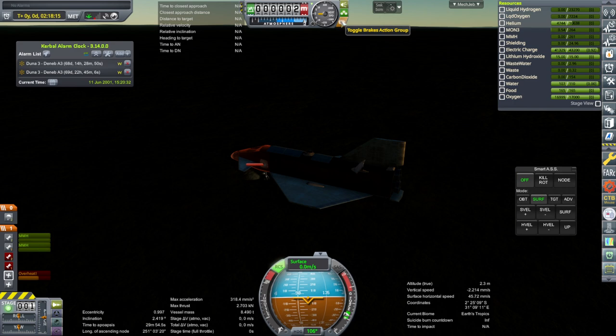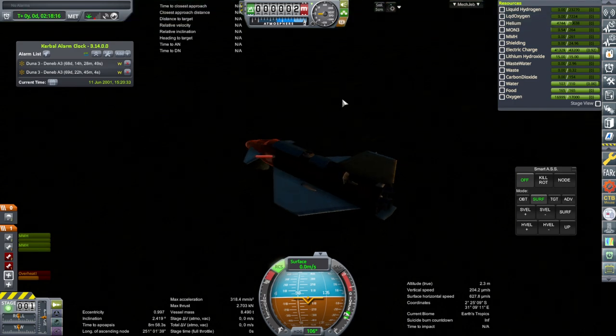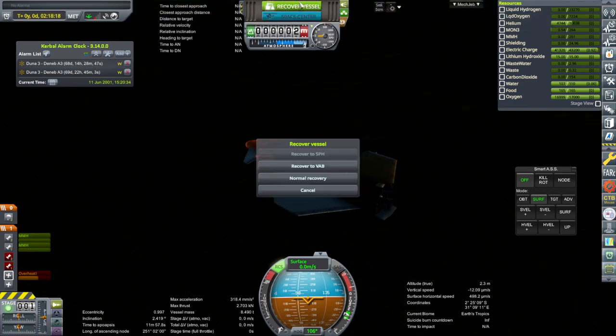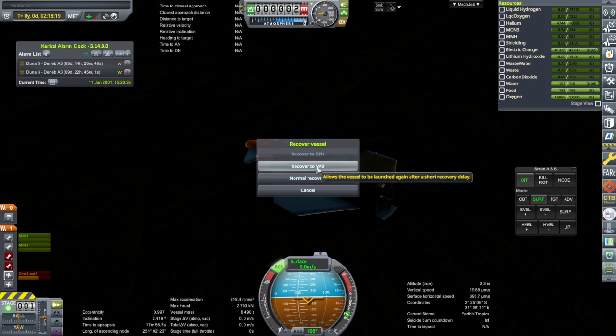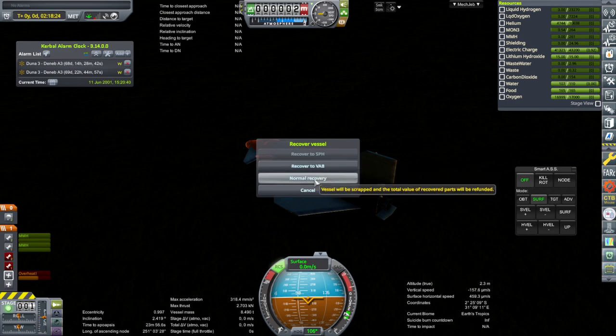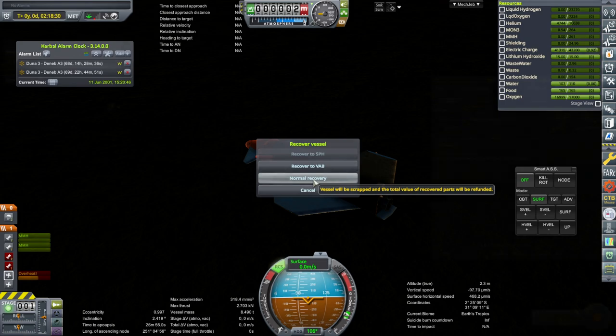Okay. First time we can actually recover one of these. Recover vessel. Recover to VAB, I suppose. It's supposed to be, well, okay, it is the VAB, right. I think we'll just scrap it. I want to send it to a museum, but I think we'll just take the money and run.